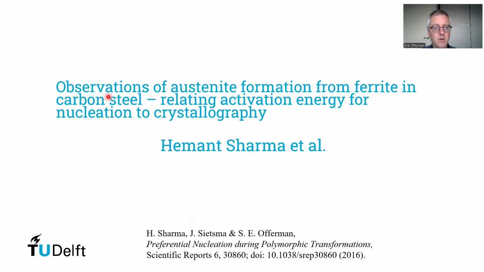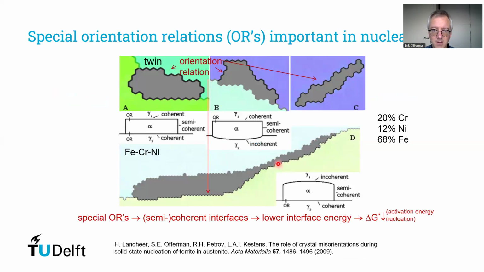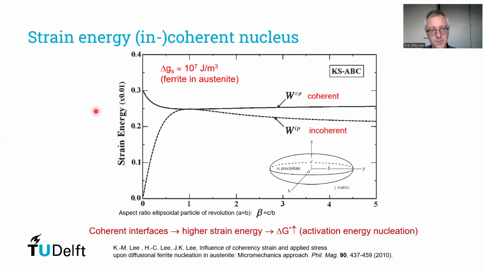So here we observed austenite formation from ferrite in carbon steel, because we also want to know in carbon steel how the nucleation mechanism works, not only in the highly alloyed stainless steel-like compositions. So this is the work of Hemant Sharma during his PhD studies. And the starting point for his studies was the work of Lanyon, where you see that special crystallographic orientation relations are very important because they can reduce the activation energy for nucleation. But the strain energy may also play a role.